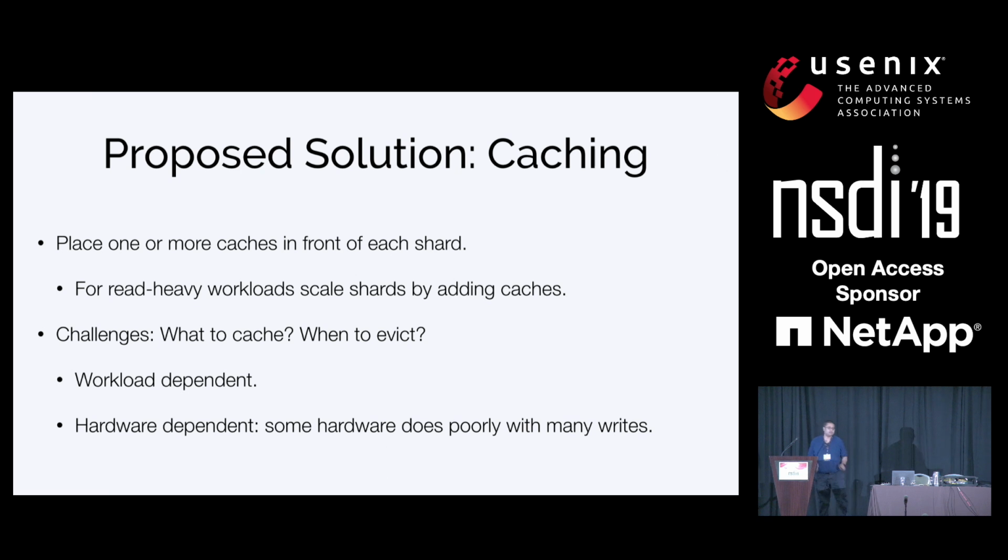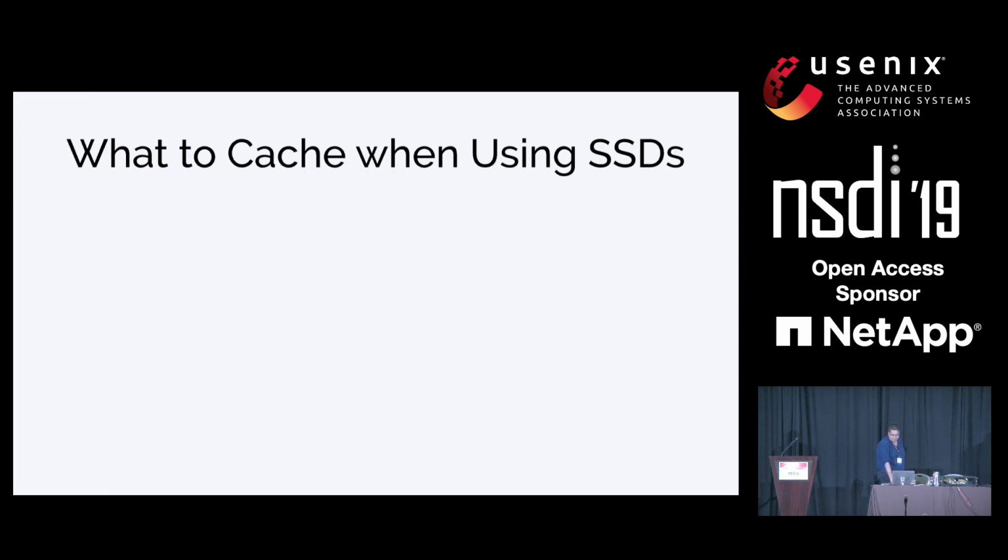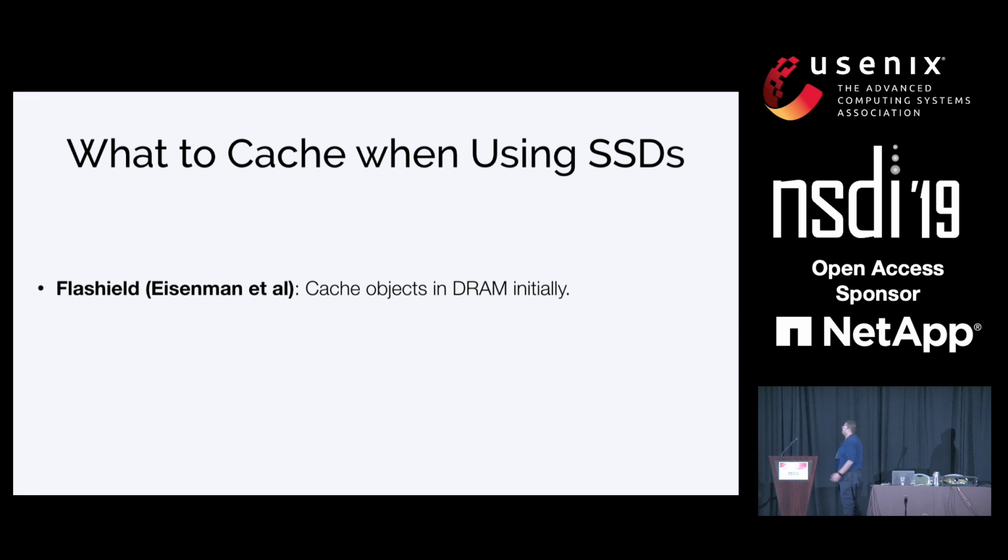In particular, the paper at NSDI that talks about this is called Flash Shield, by Eisenman et al. It is about, hey, I have this SSD. The problem with SSDs is you have limited write cycles. If you write to them all the time, if you keep writing and deleting objects, that's really bad. So maybe SSDs are a great place to cache something, but you really need to make sure that whatever you cache is not going to be overwritten or deleted very quickly. So how do you do that?